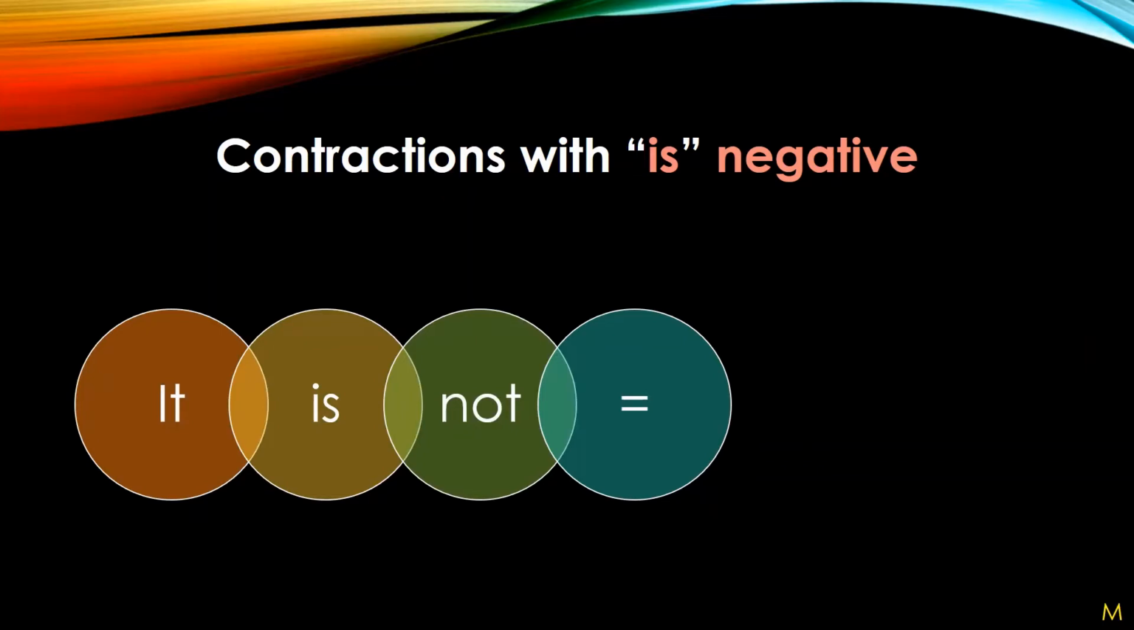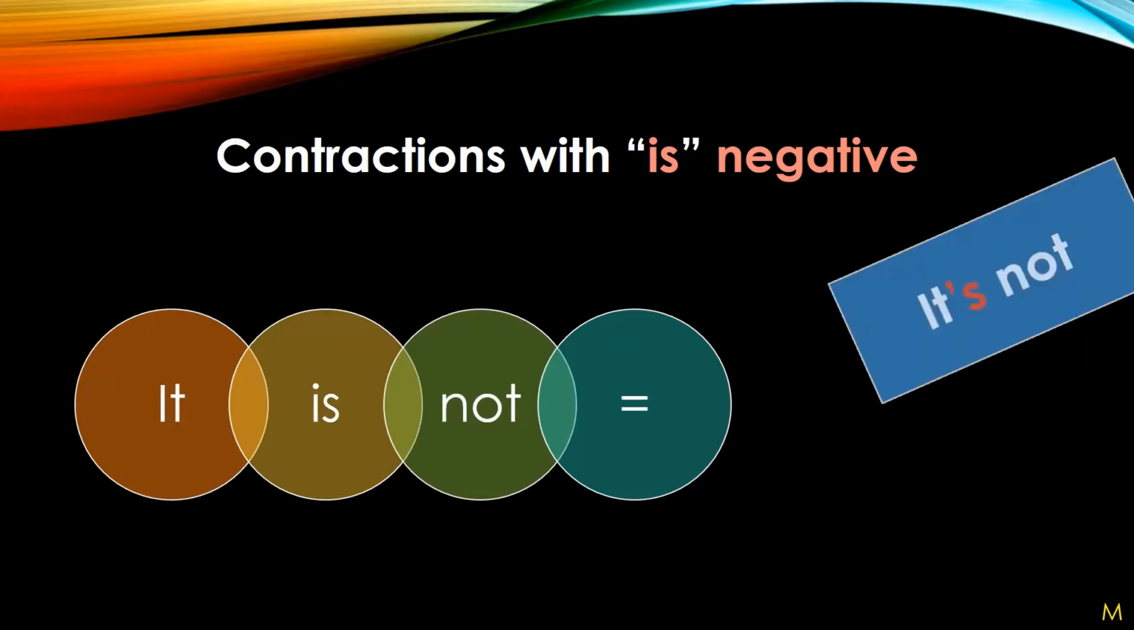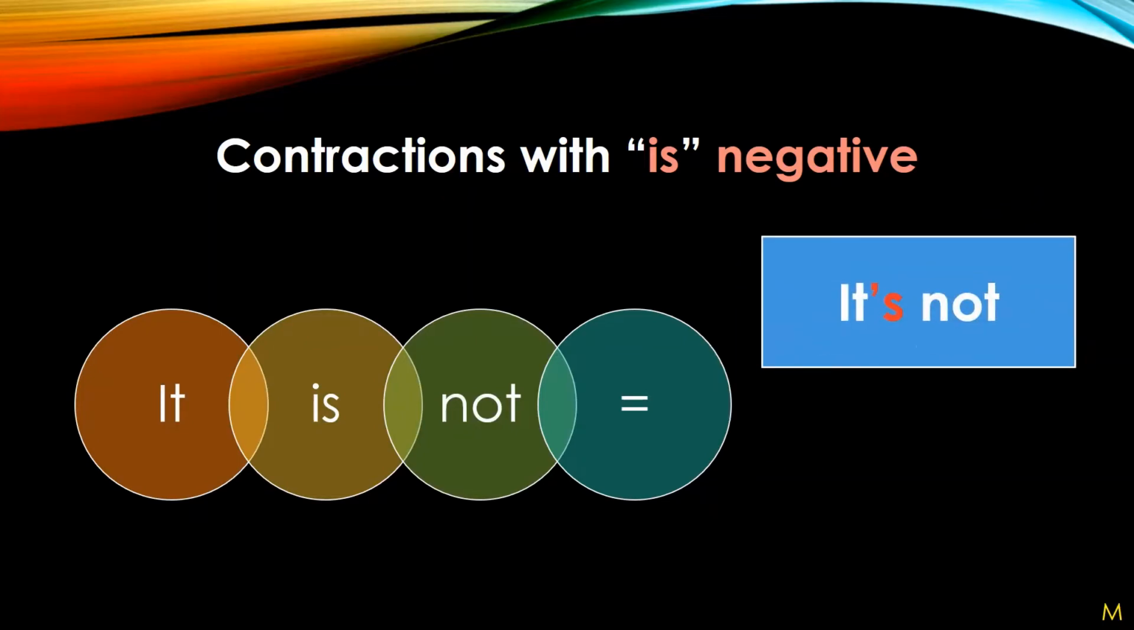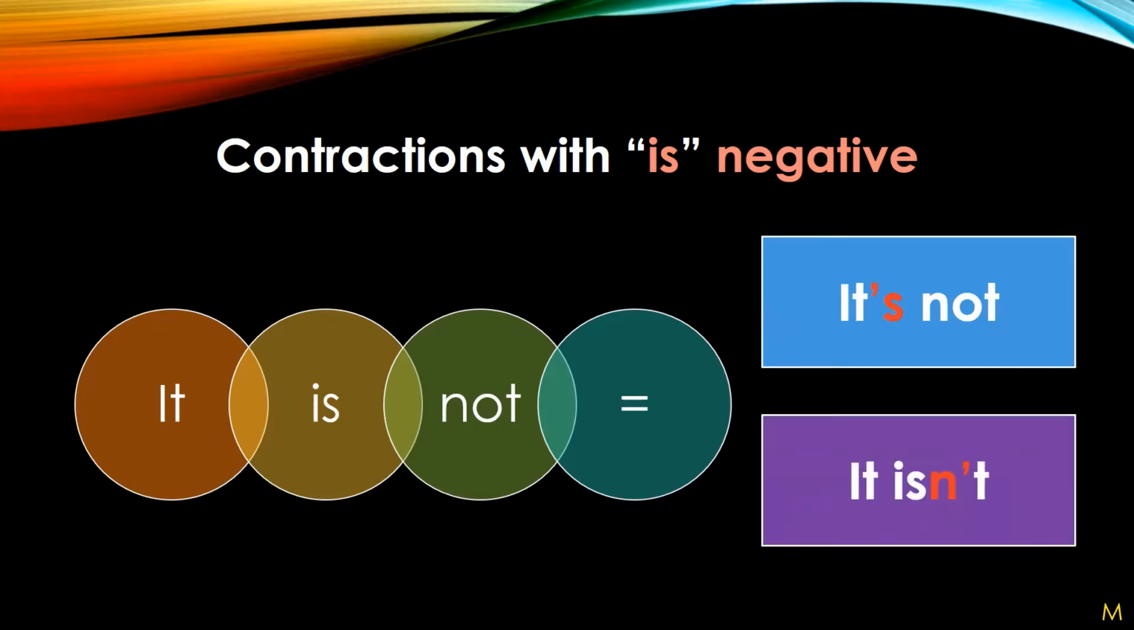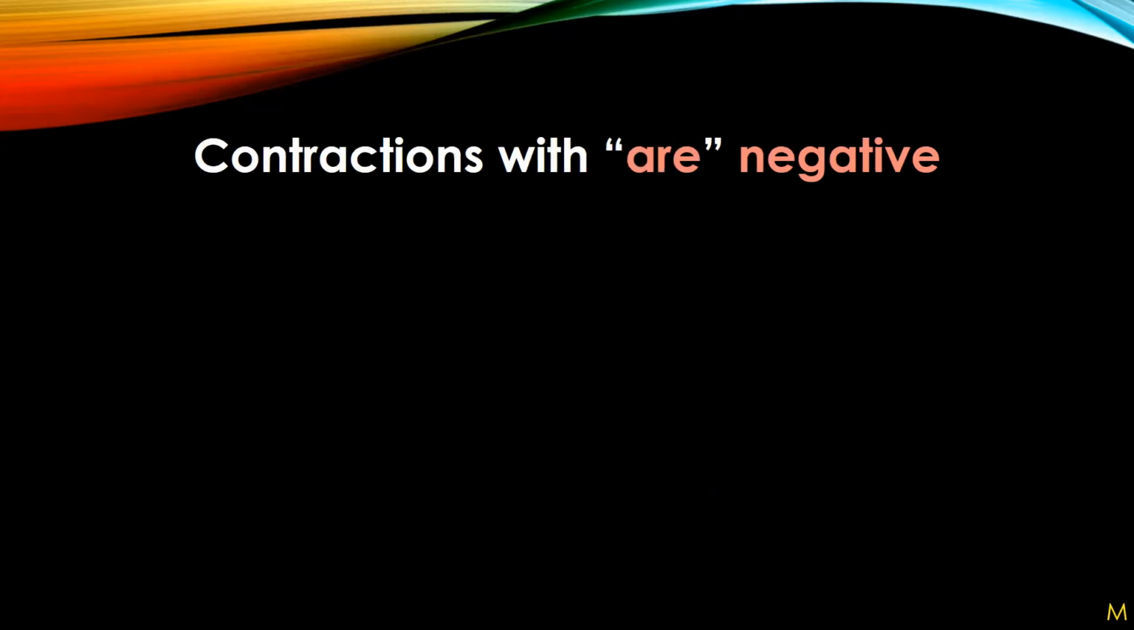Same thing with it is. If we're making it negative, we could say it's not or it isn't. So you'll hear people use both of these, and we're using these contractions when we're maybe talking fast or we want to shorten what we're saying.